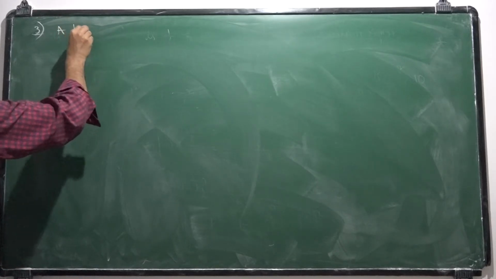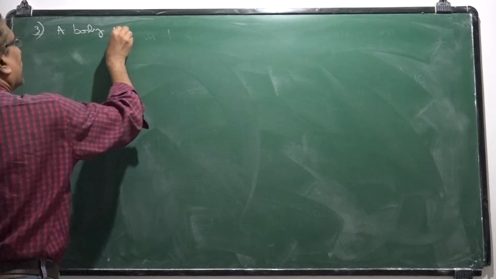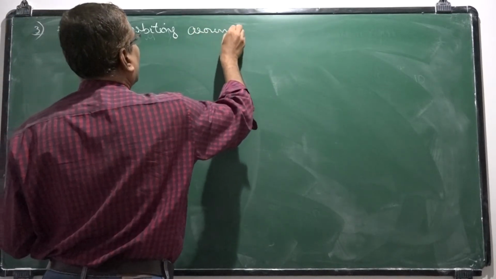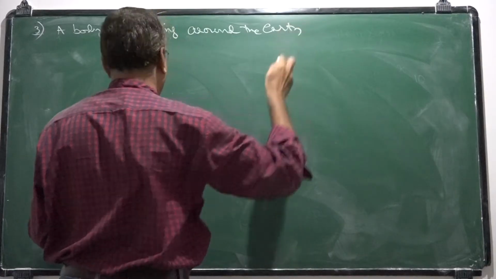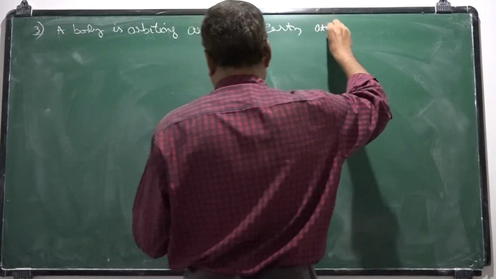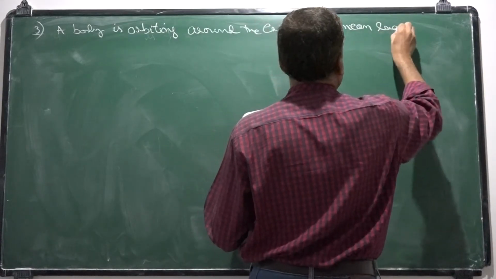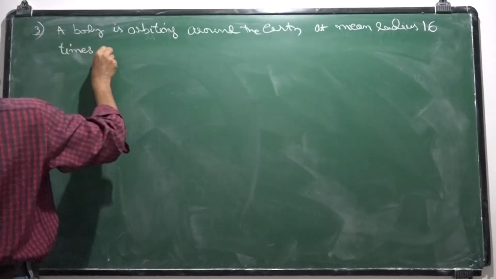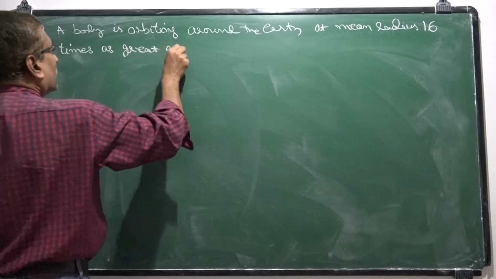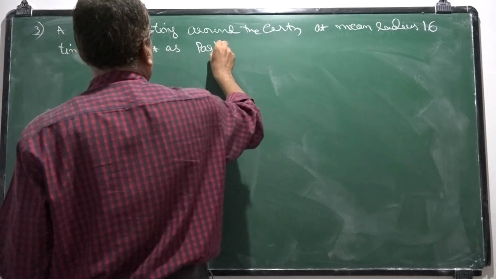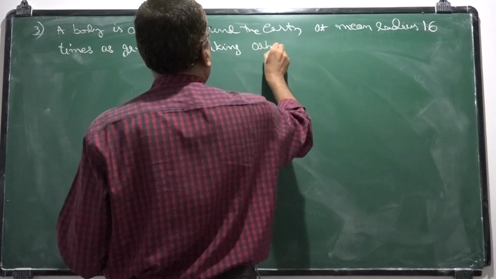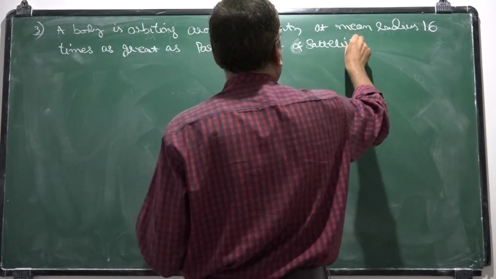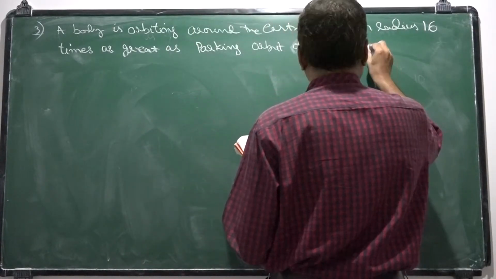A body is orbiting around the earth at a mean radius 16 times as great as the parking orbit. The period of the body is?